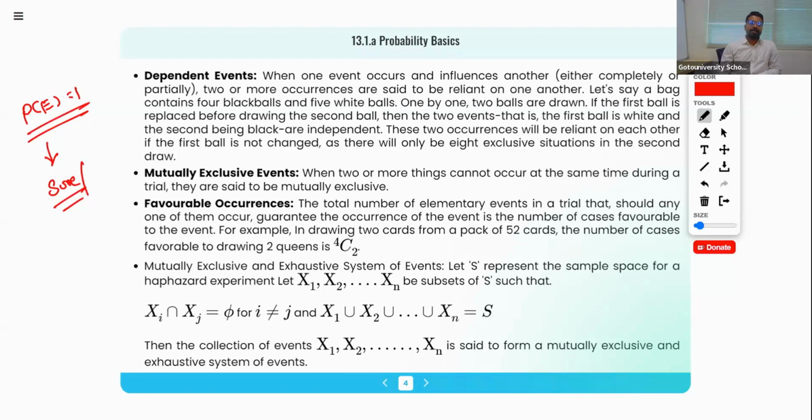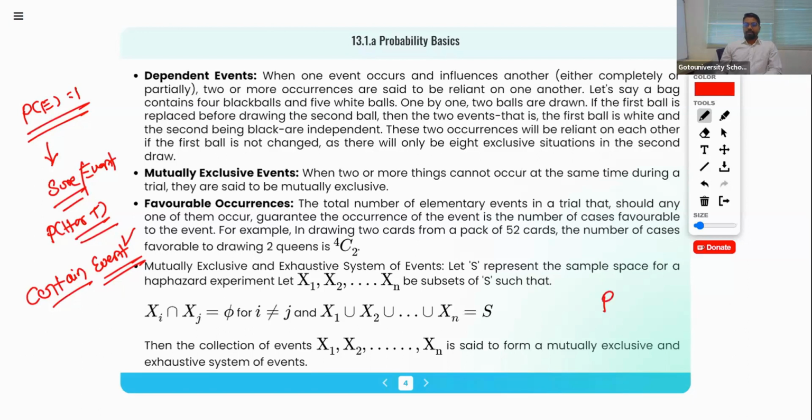But if it is exactly 1, it's called a sure event, 100% chance. That's definitely going to happen. Example, getting either a head or a tail. Definitely it will happen, right? When you toss a coin, definitely one of them will come. A sure event is also sometimes called a certain event. Certainly it's going to happen. We are so certain that this is going to happen. Such events are called certain events.